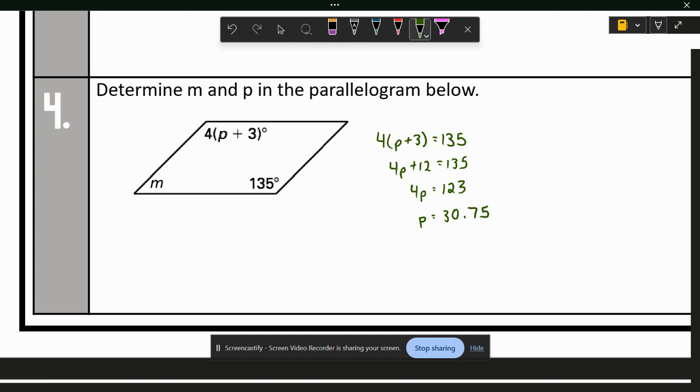How could we find out what m would be then? So separate. How could we find the measure of angle m? Could you do 180 minus 135? Good. So 180 minus 135 will give us 45 degrees for the measure of angle m. Good work.